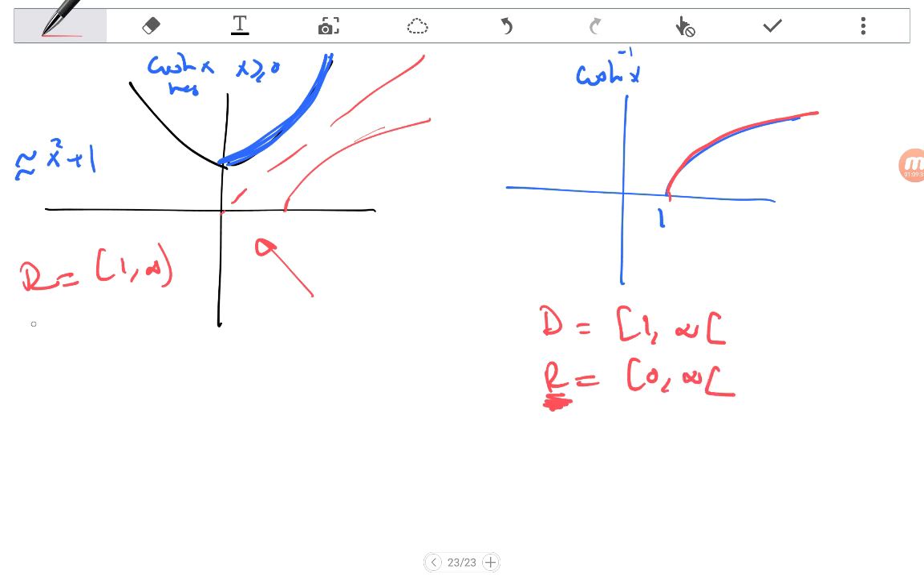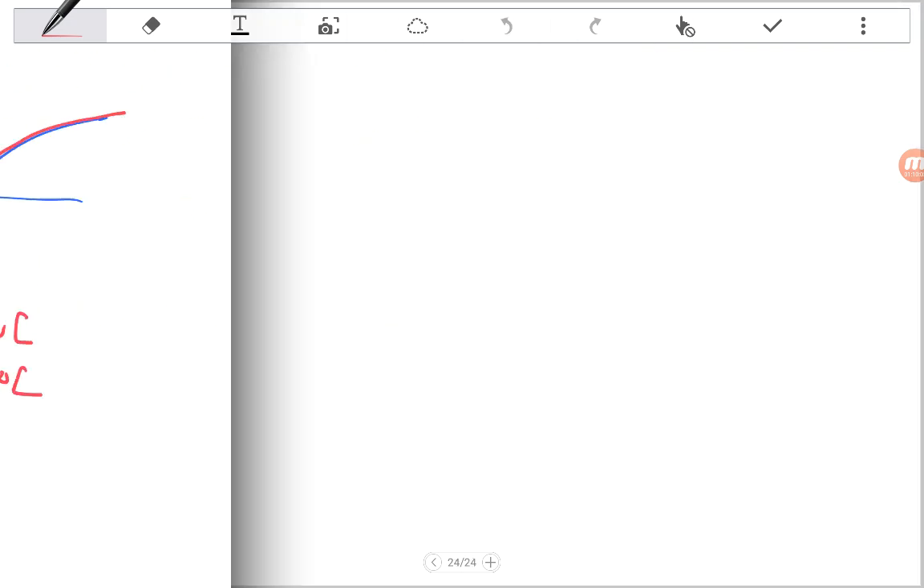That is exactly the restricted domain, which will be 0 to infinity. The restricted domain of cosh is exactly the range of the inverse, and this is obvious from the graph of the function, as you have seen. Okay, so let's check this.